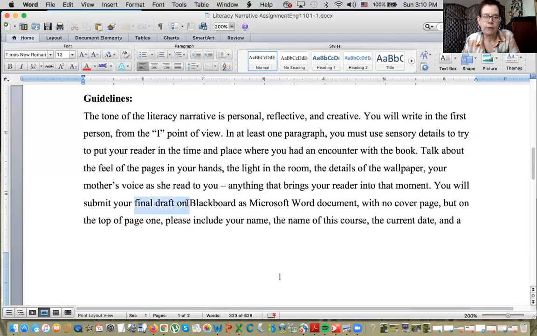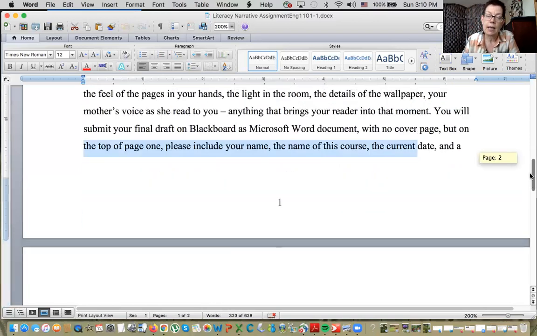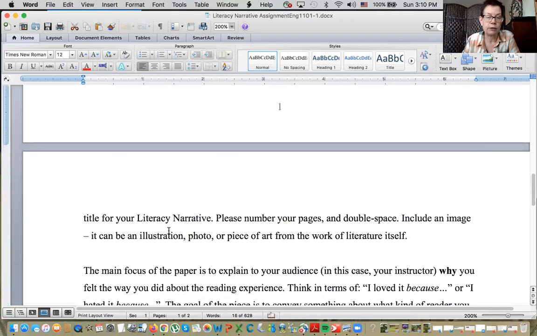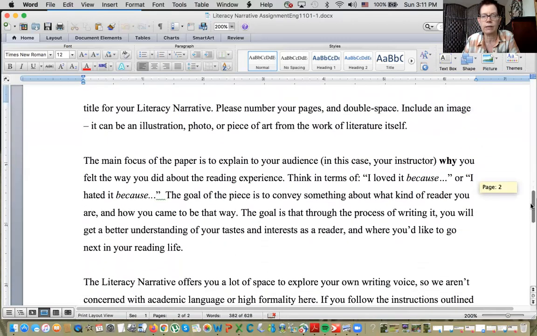You will submit your final draft on Blackboard as a Microsoft Word document with no cover page. It doesn't need a cover page, but on page 1, please include your name, the name of this course, the current date, and a title for your literacy narrative. And don't forget an image, right? So the image, again, it can be the image of the cover of the book. It could be an image of something in the book. It's really up to you.